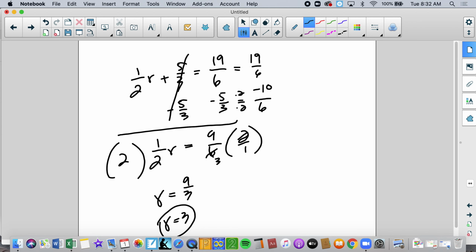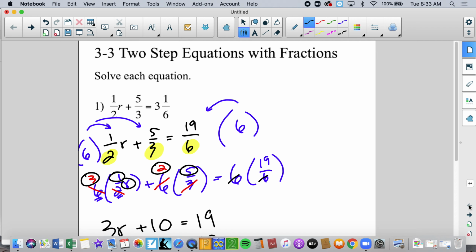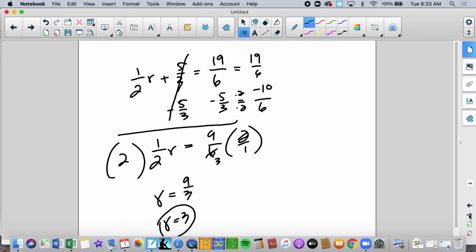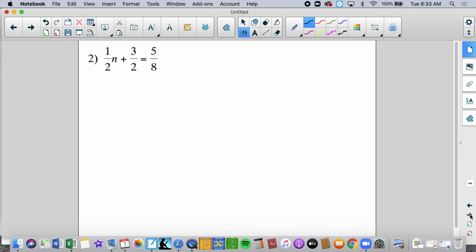So you can do that if you are confident with fractions and you're not shying away from fractions. I'm okay with you using this method. To me, this is more efficient, but I can do either way. However, I am going to show you answers by getting rid of the denominators.